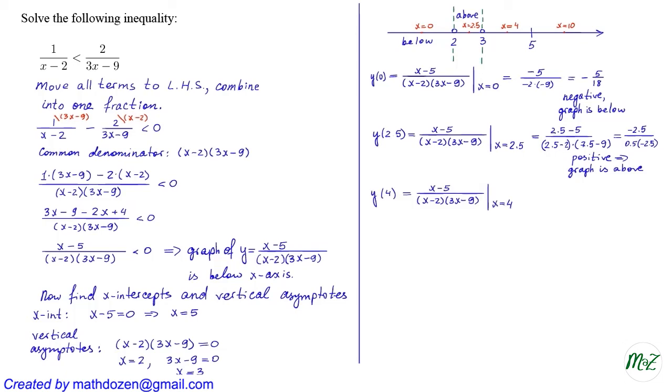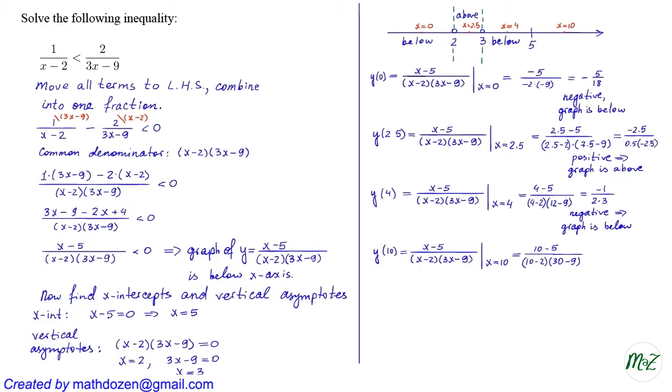Then at x equals 4 we crunch the numbers and we end up with negative 1/6. So that's a negative number. The graph is below the x-axis at x equals 4, so the graph is going to be below the x-axis between 3 and 5. Likewise, at 10, we figure out all the terms, and we end up with some positive number. So the graph will be above everywhere to the right of x equals 5.